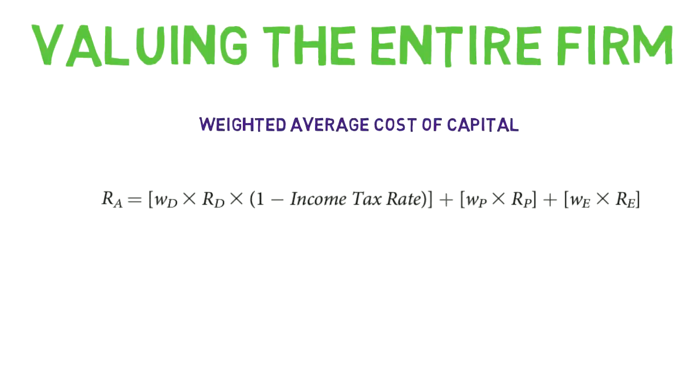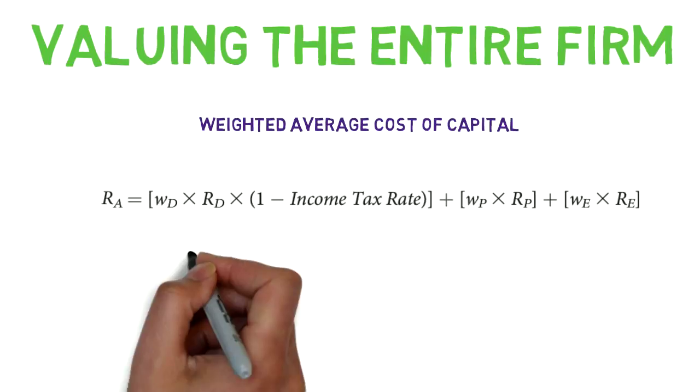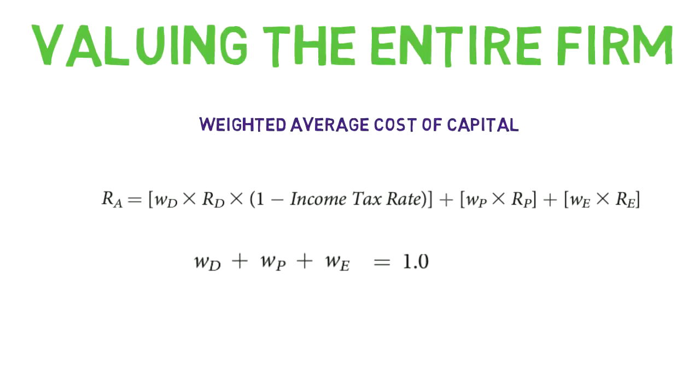Here, W denotes the weight on each type of capital, D denotes the debt capital, P is the preferred stock capital, E denotes common equity capital, R represents the cost of each type of capital, and the income tax rate denotes the tax rate applicable to debt capital costs. The weights used to compute the weighted average cost of capital should be the market values of each type of the capital in proportion to the total market value of the financial capital structure of the firm. That is, the weights on debt, preferred stock, and equity should all sum to 1.